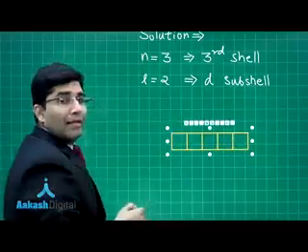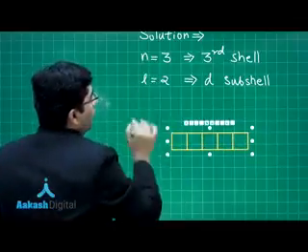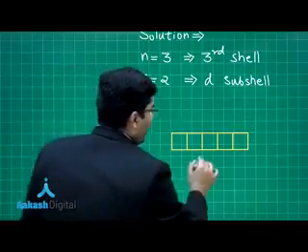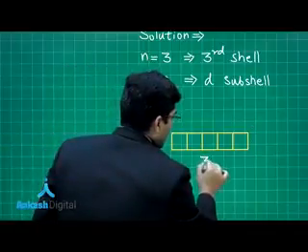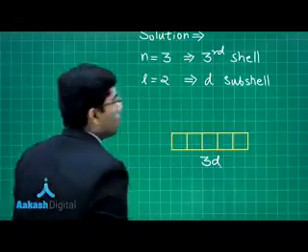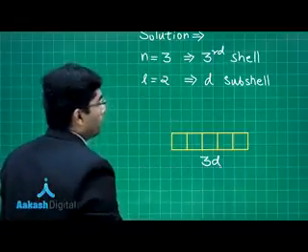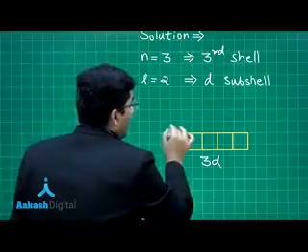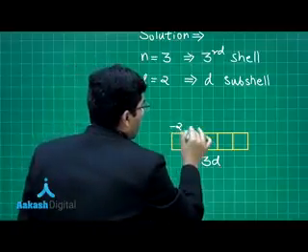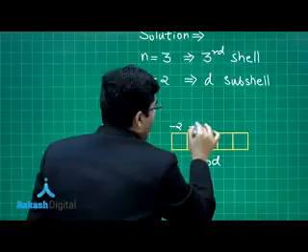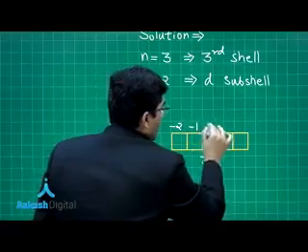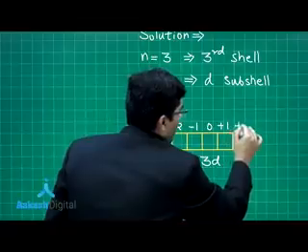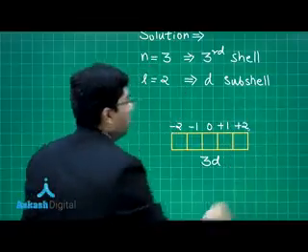It looks like this. So n is equal to 3, L is equal to 2. Therefore, we will write it as 3D. Okay. Now, writing the value of ml, it will be -2, -1, 0, +1 and +2, right?